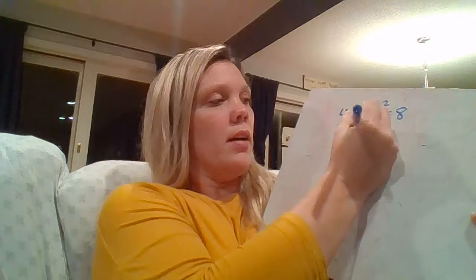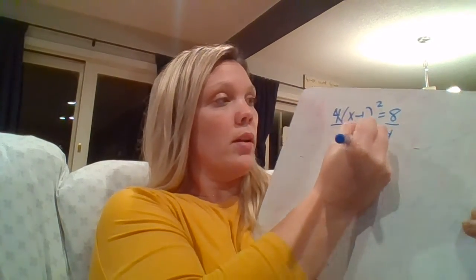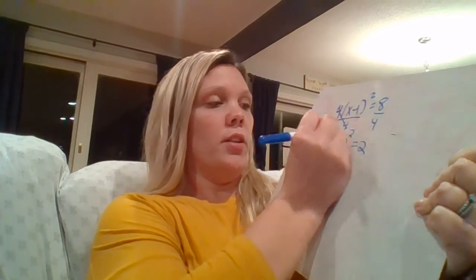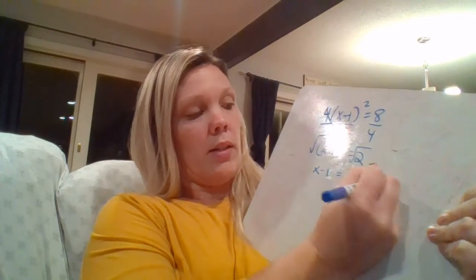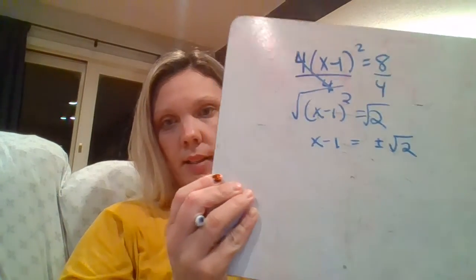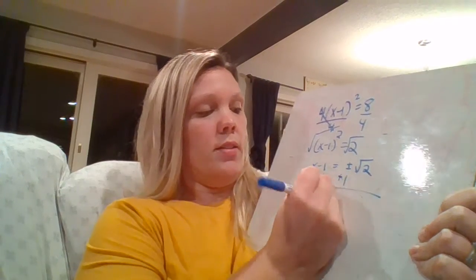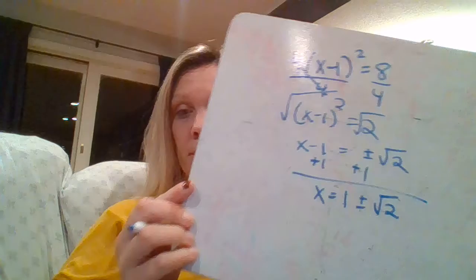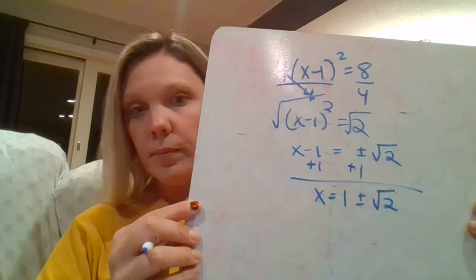To isolate, we're going to divide both sides by 4 first to get (x minus 1) squared equals 2. Okay? Then you're going to take the square root of both sides to get x minus 1 is equal to plus or minus the square root of 2. And then the last step is to isolate the x by adding 1 to both sides. So we get x equals 1 plus or minus the square root of 2. So those are the steps that you would take to do that one.